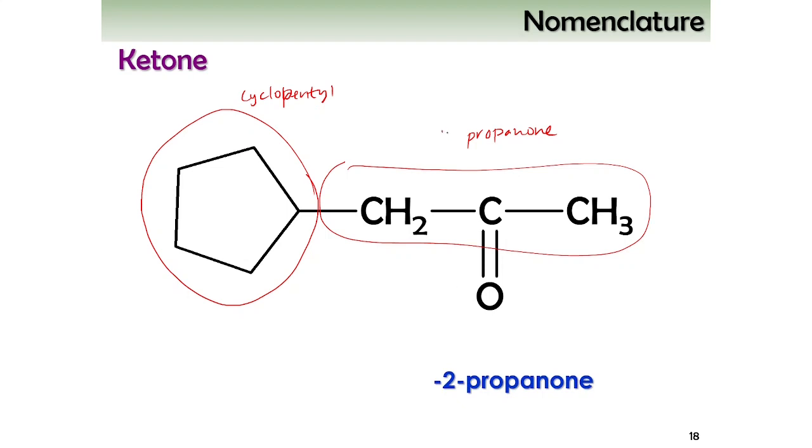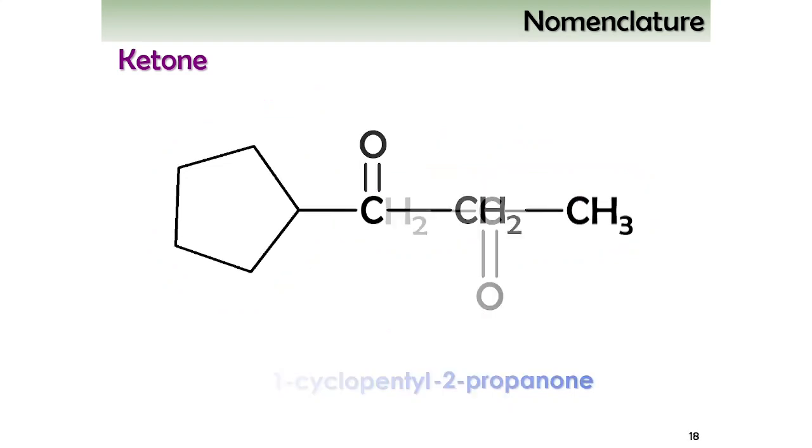So the name for this compound is 2-propanone. You need to label the position, and this one is carbon number 1. You can also choose this one, but then this one becomes 3. So we want to have the lower locant. So this one will be 1, this one will be 2, this one will be 3. So you have lower numbers. So this one is 1-cyclopentyl-2-propanone.